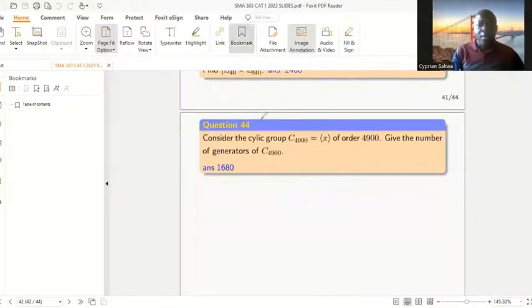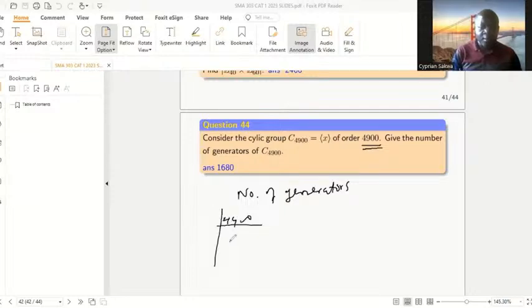Now, this other question: consider this cyclic group of order 4,900. Give the number of generators. The question is not asking us to list the generators, but to say how many generators there are. First of all, we write this number as a product of prime factors. So 4,900: how many times does 2 go there? Let me just use my calculator. 4,900 divided by 2 gives us 2450.